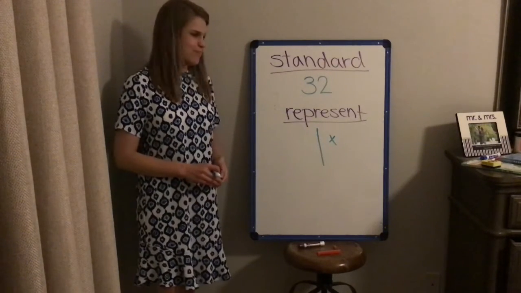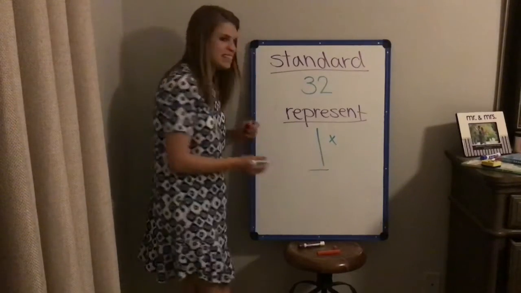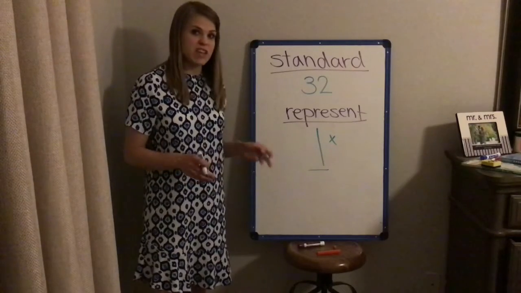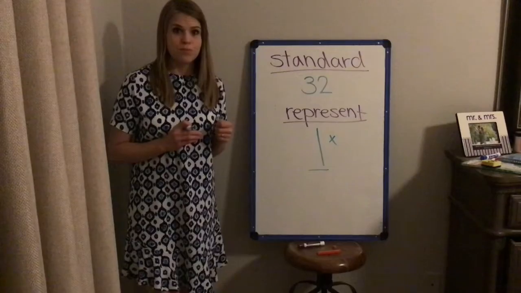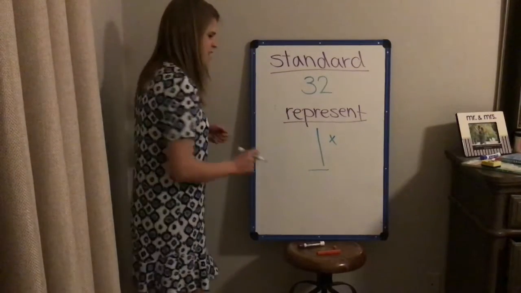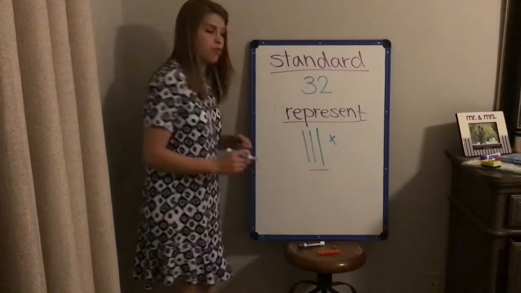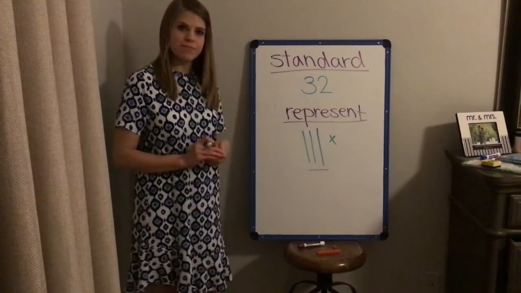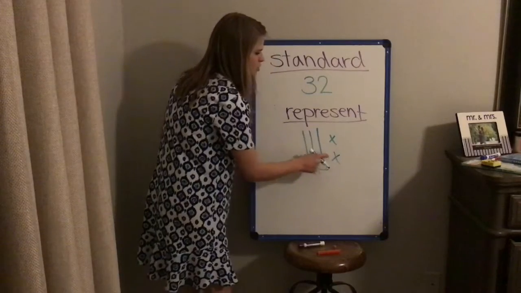Okay, you ready? So first, we need to think about how many 10s I need. How many groups of 10 do I need to make the number 32? That's right. I need 3 groups of 10. 1, 2, 3. How many 1s do I need? I need 2 1s. 1, 2.